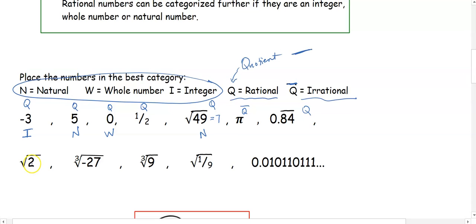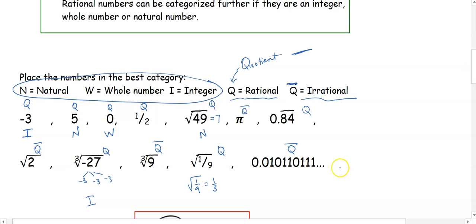Root 2 is not a perfect square, so it is irrational. The cube root of -27 is a perfect cube because it's -3 times -3 times -3, so the cube root of -27 is -3. Therefore, it's rational, and it can be further categorized as an integer. Cube root of 9 is not a perfect cube, so therefore it's irrational. The square root of 1/9 is 1/3, so it is rational, right? If your numerator and your denominator are perfect squares, it's rational. Here we have a pattern, but it's not a repeating pattern, so it's irrational.